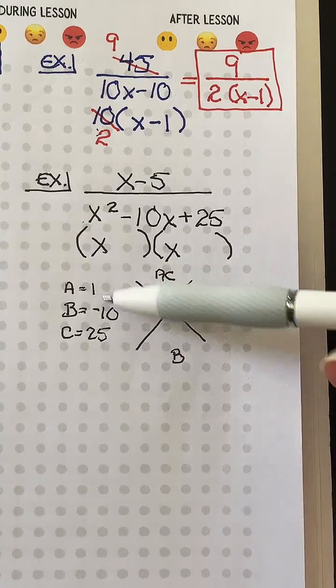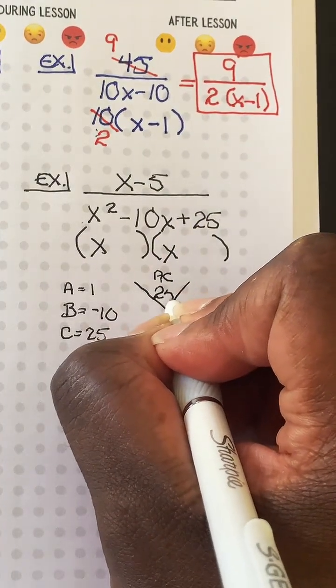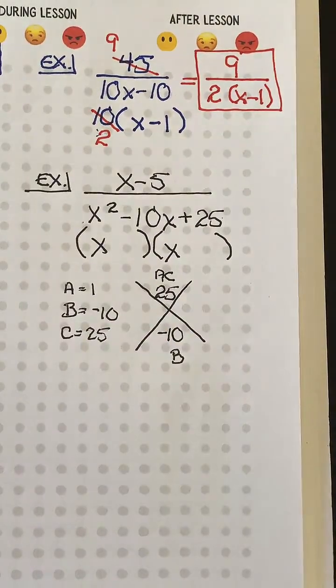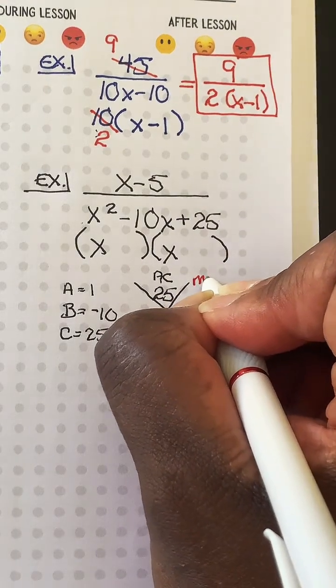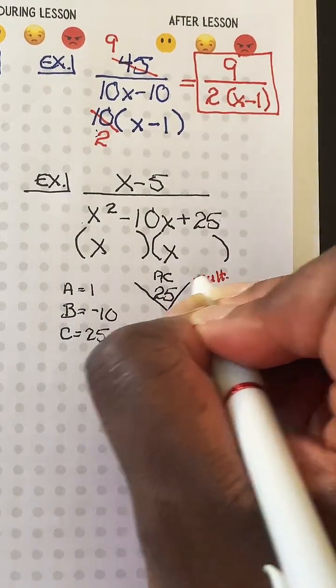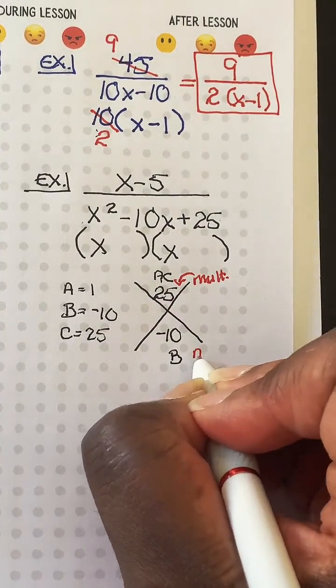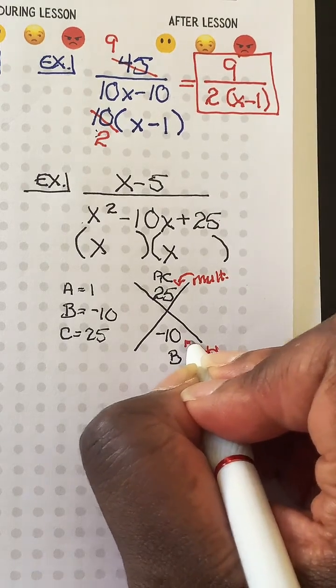If I multiply my a and my c, I get 25. Rewrite my b, which is a negative 10. So here's the part. We need to figure out 2 numbers that multiply together to give me 25 and add together to give me negative 10.